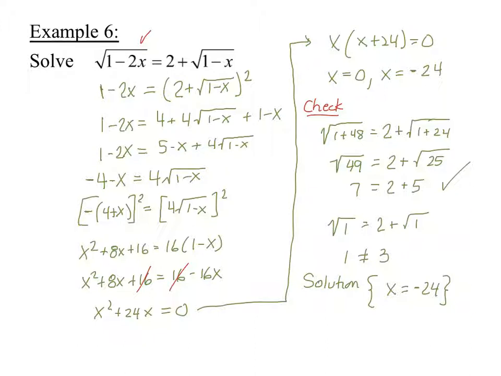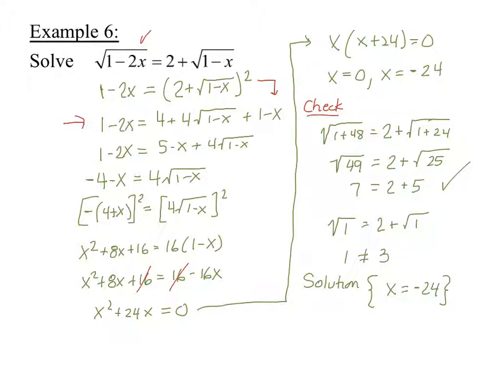When we expand that term on the right-hand side, you have to be careful when you FOIL. So that's something that we have to learn to do very carefully. The left-hand side of the equation stays the same, but the right-hand side of the equation, when we expand it, turns out to be 4 plus 4 times the square root of 1 minus x plus 1 minus x.